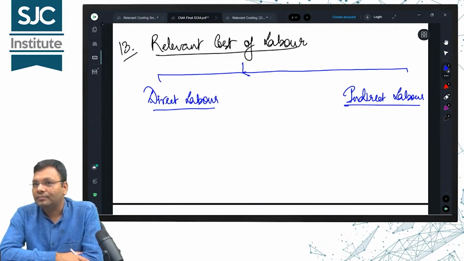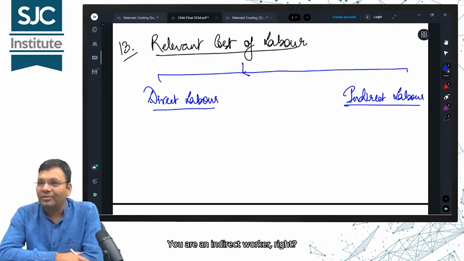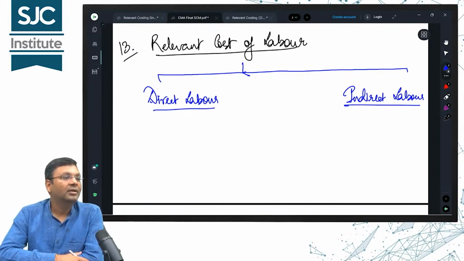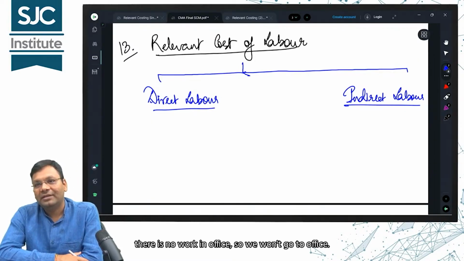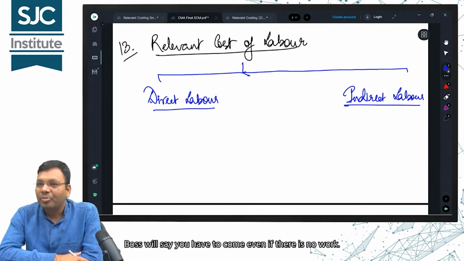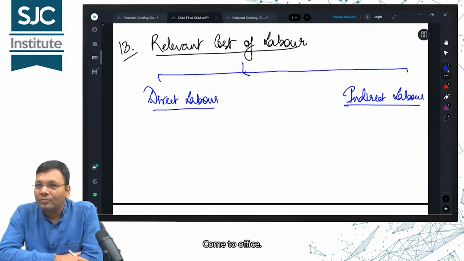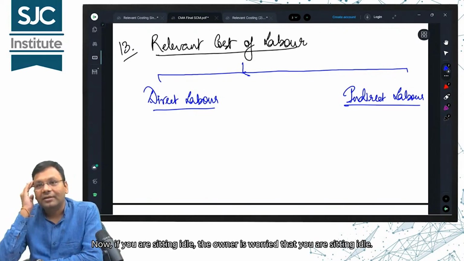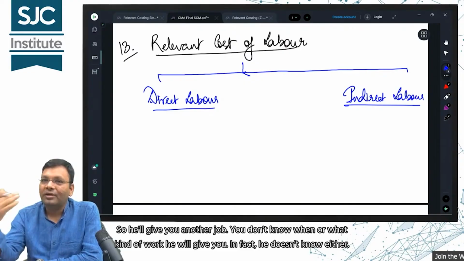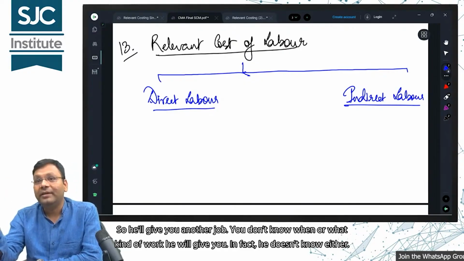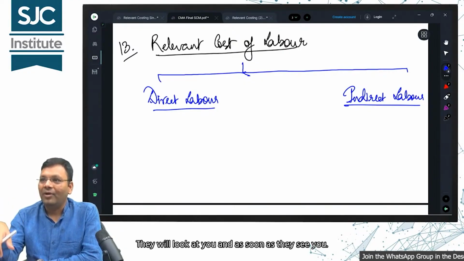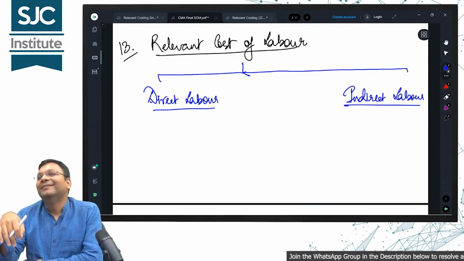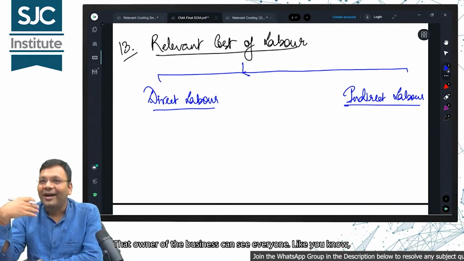Now imagine, think from the perspective of the office. Are you direct or indirect? You are an indirect worker, right? We thought we were direct workers, but now you think you are indirect. But why? Because there's no work in office, so we won't go to office. The boss will say you have to come even if there is no work. Come to office, there's no work, but you still sit idle. Now, if you are sitting idle, the owner is worried that you are sitting idle, so he'll give you another job. You don't know when or what kind of work he will give you. In fact, he doesn't know either. Students, this is a very interesting thing. The owner of the business can see everyone.